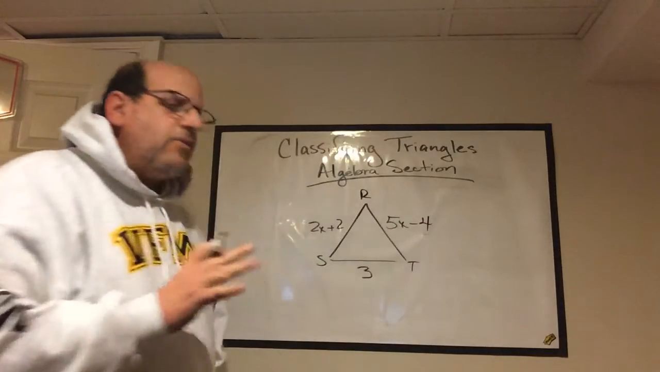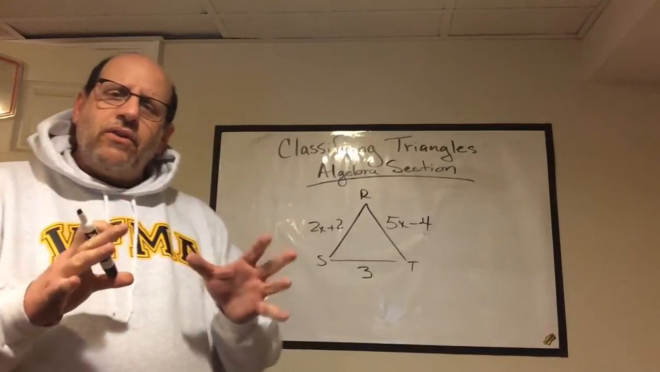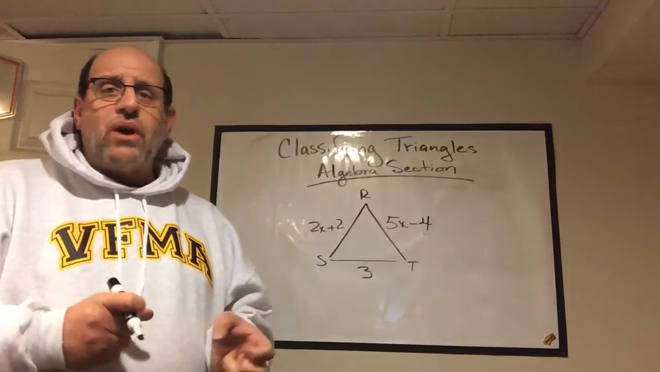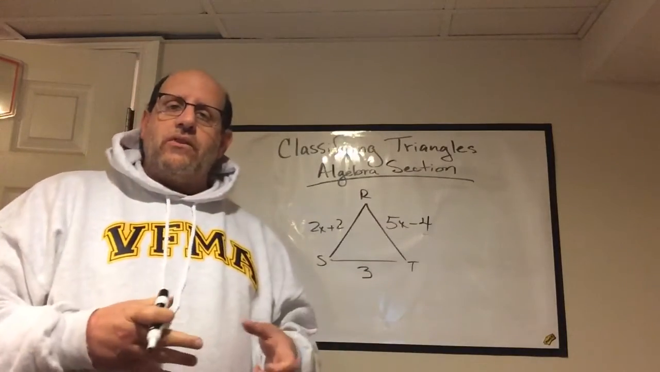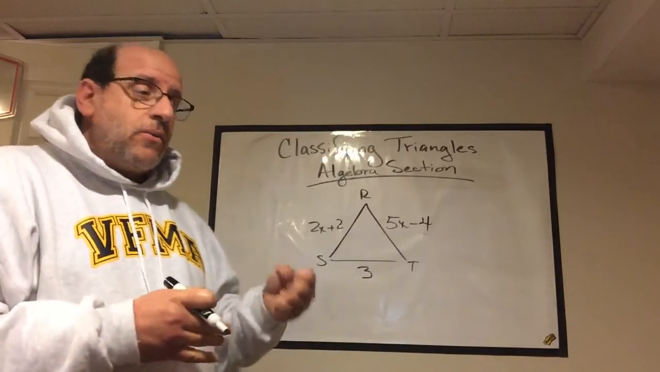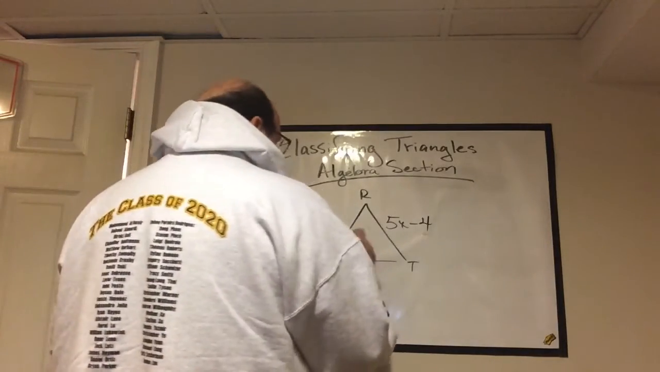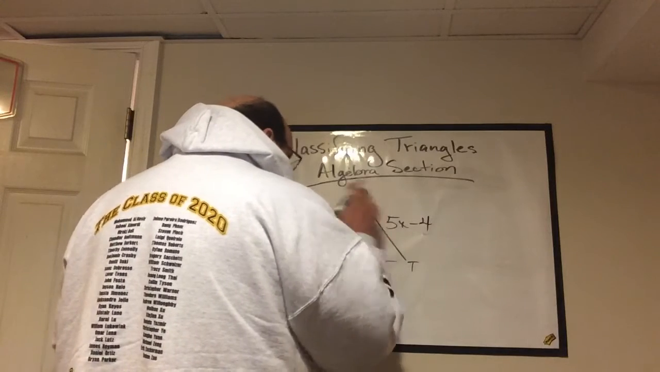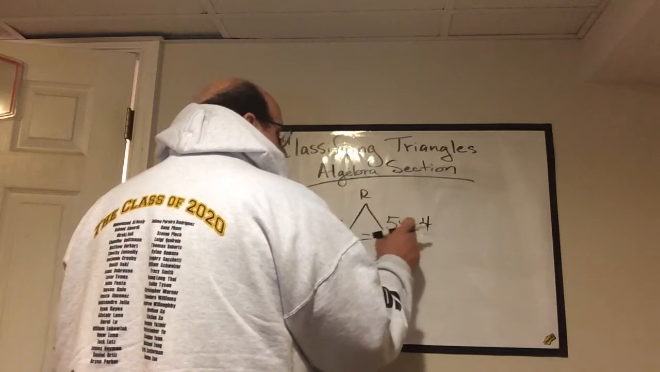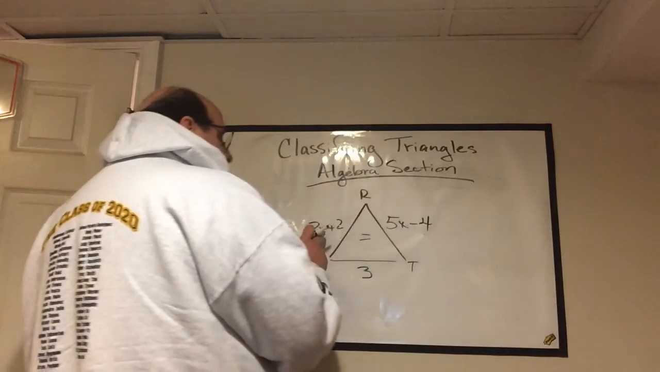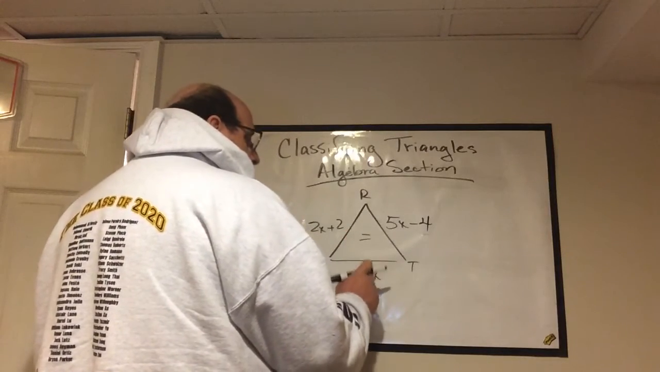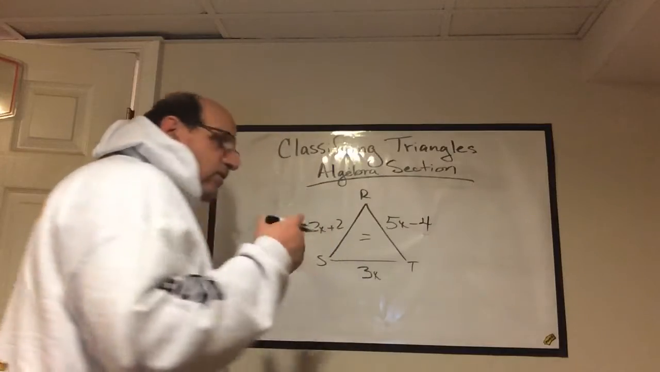And all you have to do here is stop and think: this is an equilateral triangle. Therefore, every single side is the same. So really, all we're doing is setting each side equal. So 2x plus 2 is equal to 5x minus 4, or 2x plus 2 is equal to 3x. And we'll set up algebraic equations and solve.